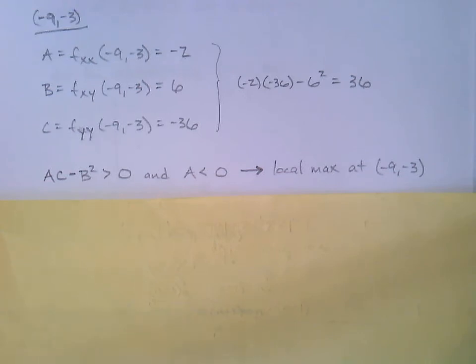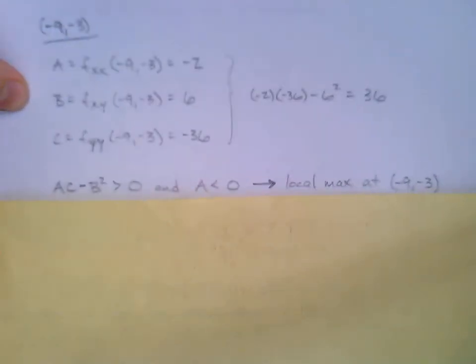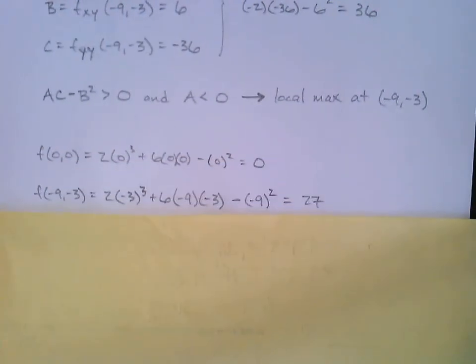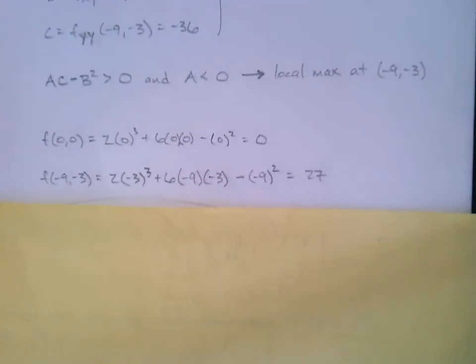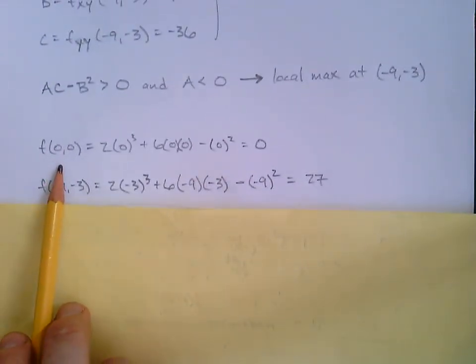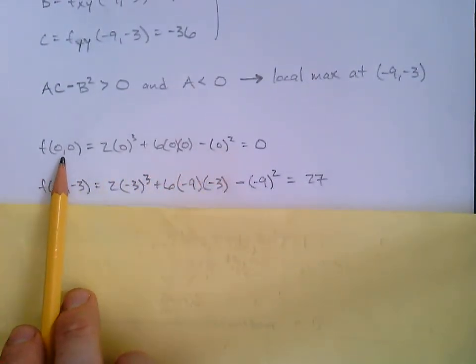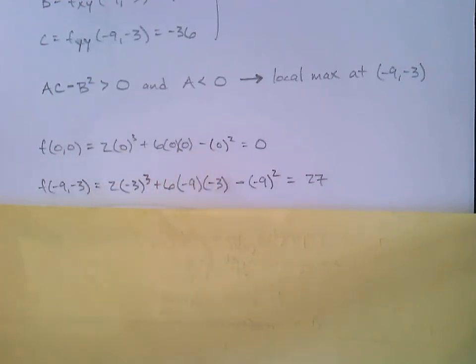Okay, to wrap up the question, we need to know the z values for each of our critical points before we state the final answer. So here I'm calculating those. Going back to the original function at 0, 0, zeros for both x and y, well, of course we get 0. Hey, it really is the origin.